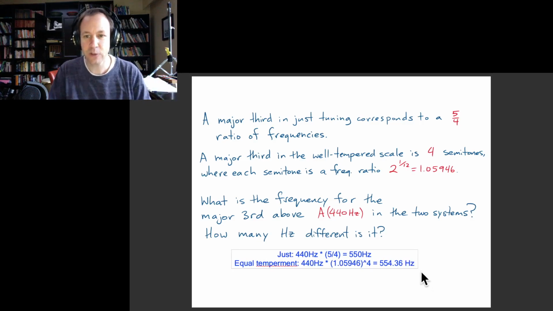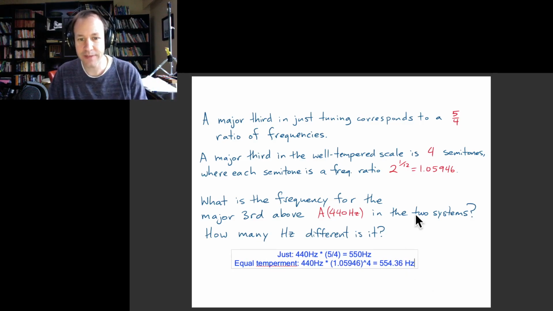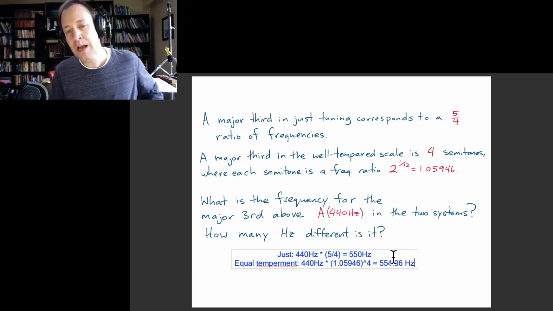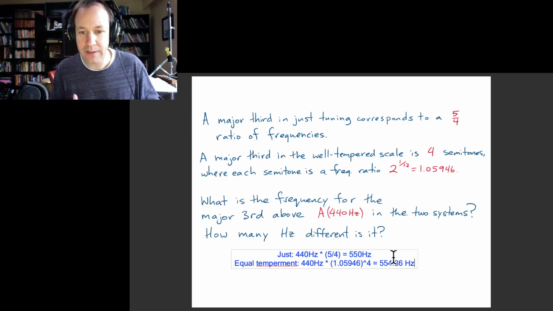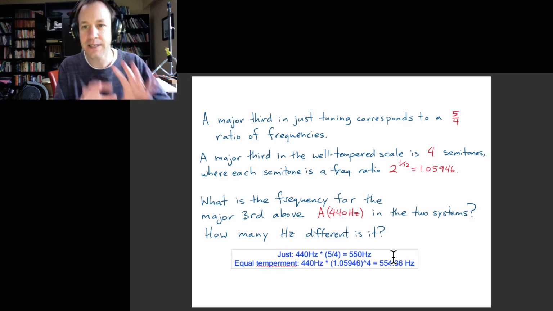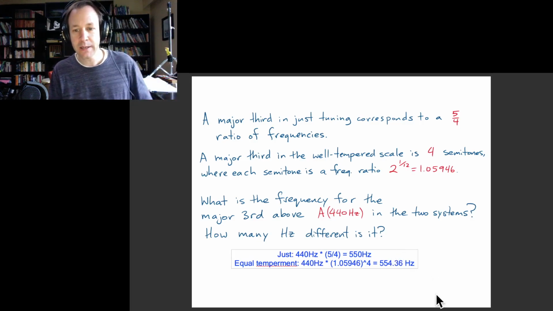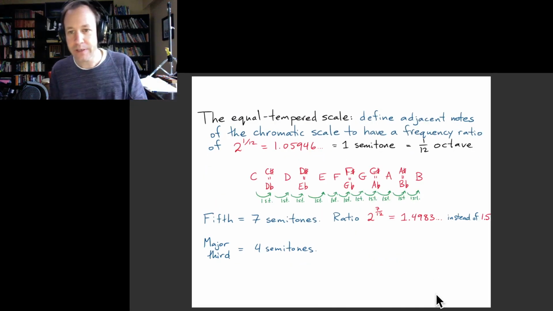Okay, so it's not super close. Actually, the fifth is a lot closer. The third here, we notice, is off by 4.36 hertz, and it's something that we can hear. So I'm going to demonstrate in a little bit how the two sounds differ in the context of a chord. But first I'm going to introduce the idea of chords in general.